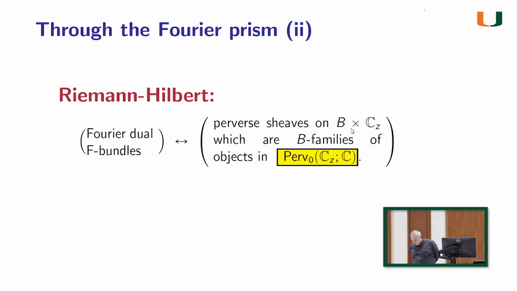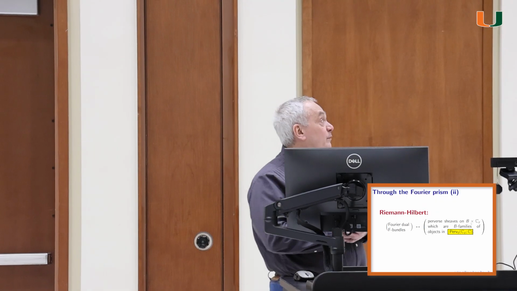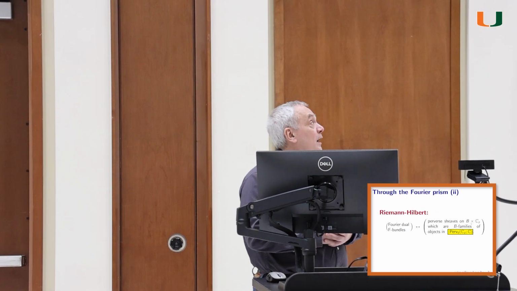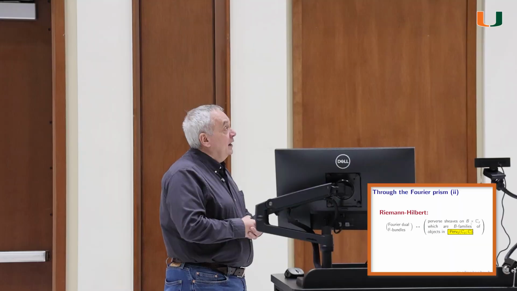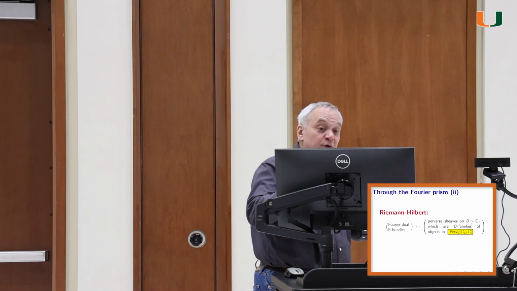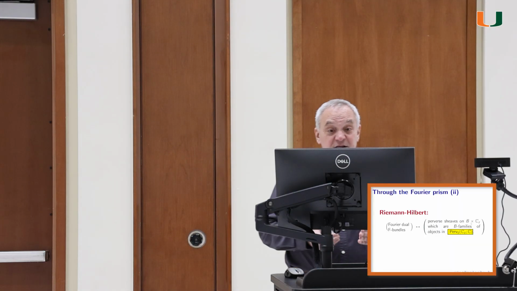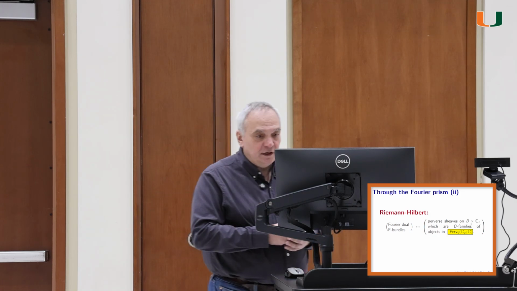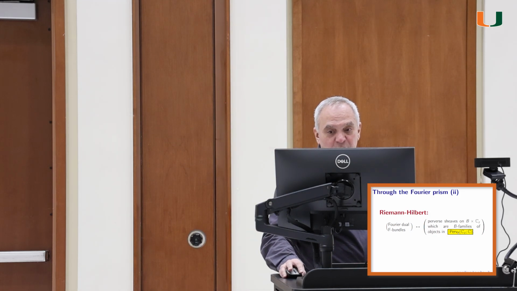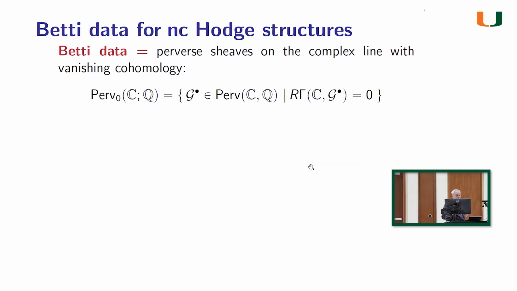As I said, the Riemann-Hilbert correspondence, which in the C-analytic case we know what it does, converts regular holonomic D-modules, for example, Fourier dual F bundles, to perverse sheaves. And the perverse sheaves that correspond to the Fourier dual F bundles are not arbitrary, but are these perf zero perverse sheaves. Since we've been talking about that without saying what they are, let me very quickly say what they are. These are perverse sheaves on the complex line with vanishing cohomology.